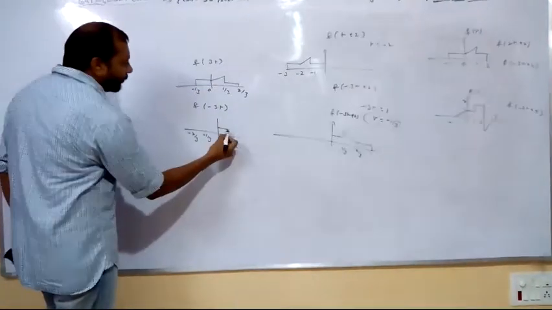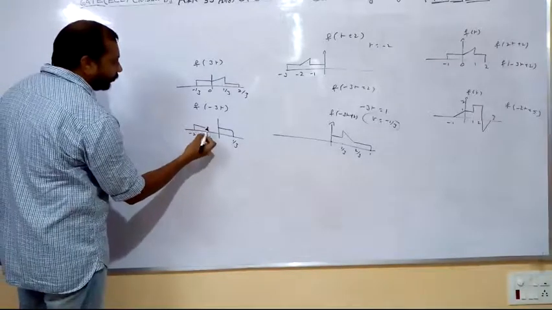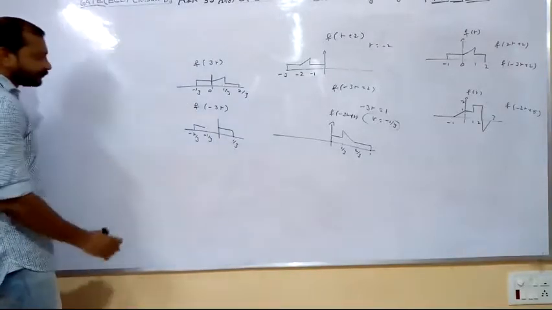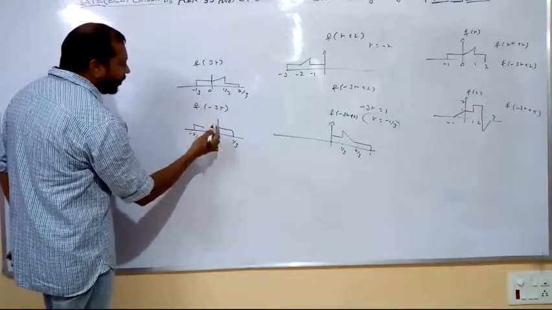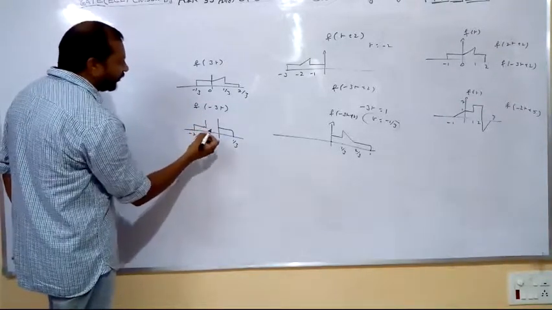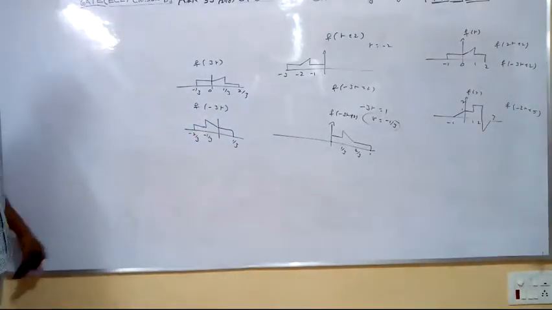So from 0 to 1 by 3 the shape is like this, and from 1 by 3 to 2 by 3, corresponding to minus 2 by 3, the shape is like this. And at 1 by 3 you have the peak value. Those corresponding peak values you have to consider like this, and this reduces like this. This is your f of minus 3t.